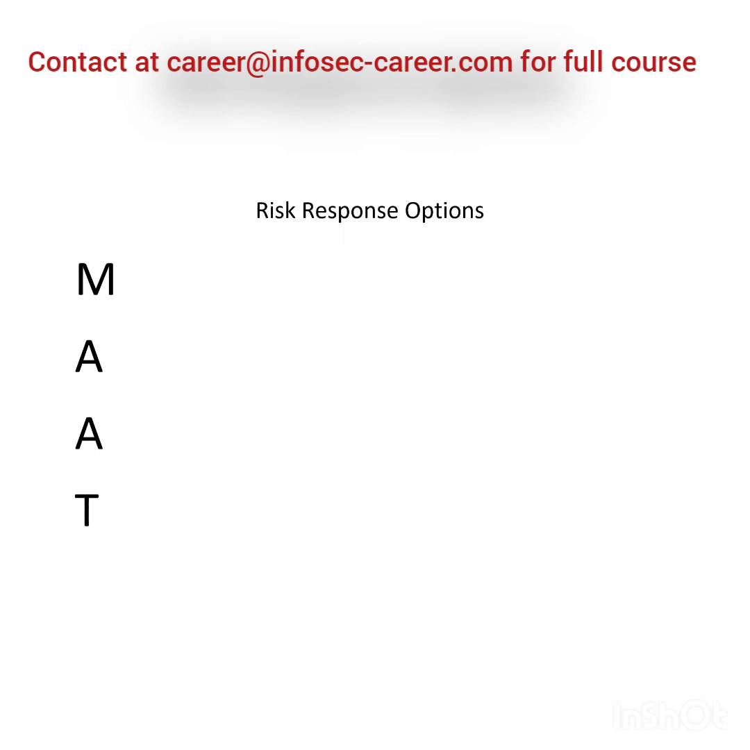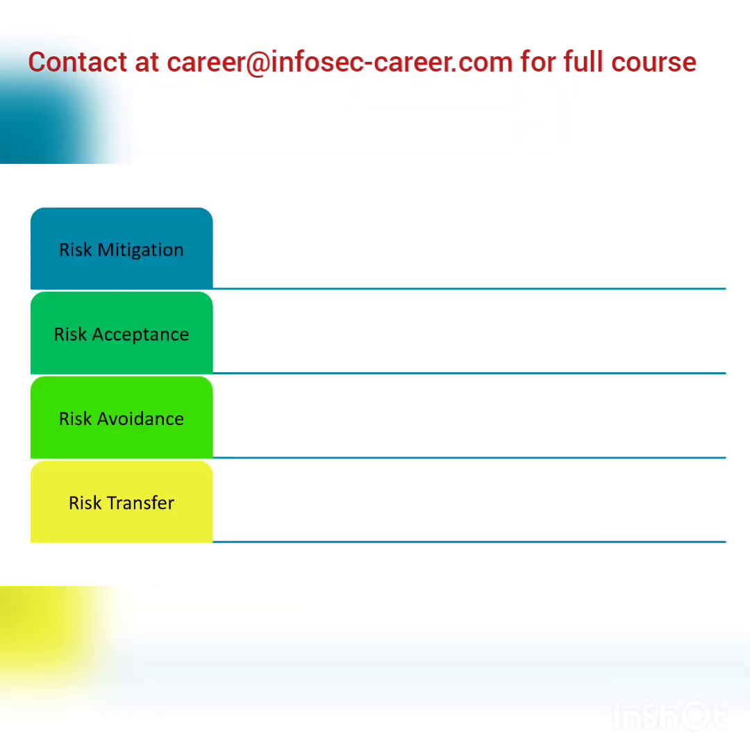This is how I remember the risk responses: MAAT. Mitigation, acceptance, avoidance, transfer. Now, risk mitigation is also known as risk reduction, whereas risk transfer is also known as risk sharing. Let us discuss each option in detail.